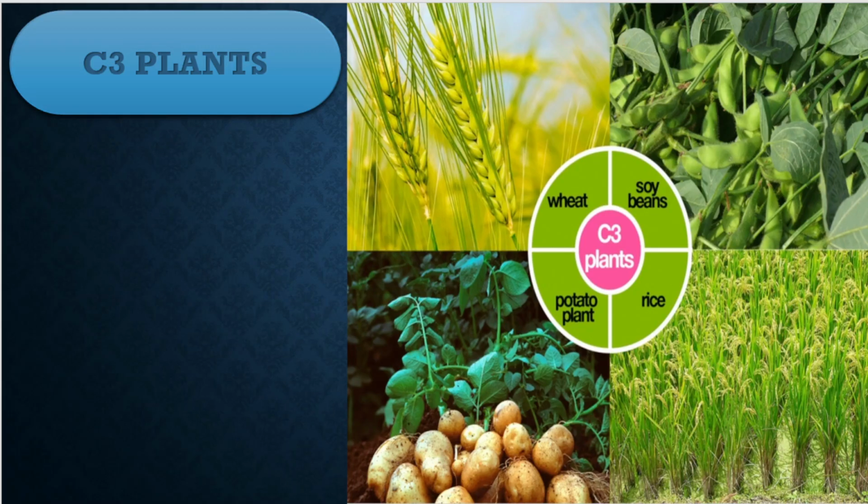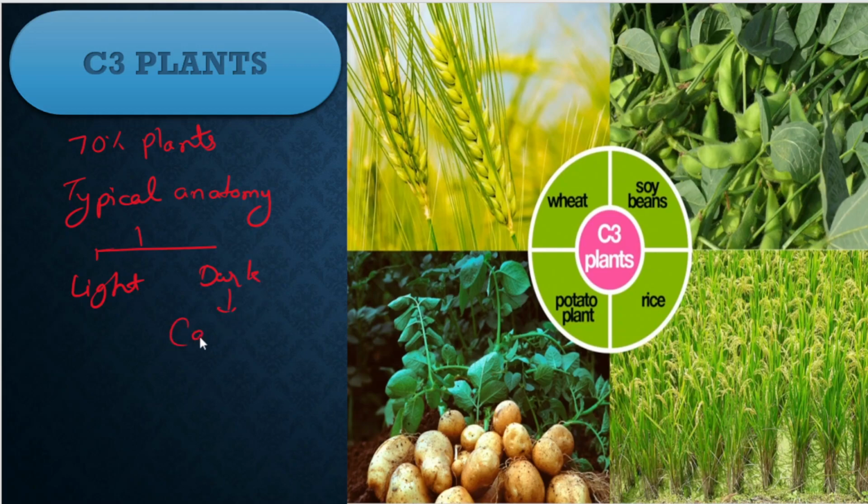C3 plants are wheat, soybeans, potato and rice, and about 70% of plants fall under this category. They have a typical anatomy. The process of photosynthesis is very basic in the C3 plants. The process of photosynthesis is divided into light reaction and dark reaction, and this dark reaction contains the Calvin cycle.